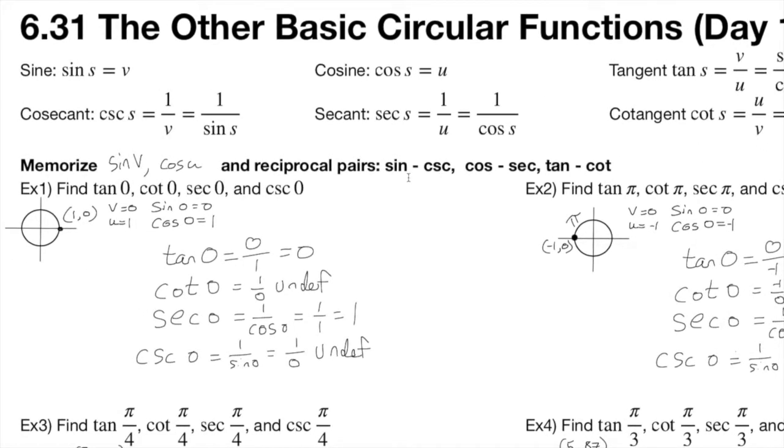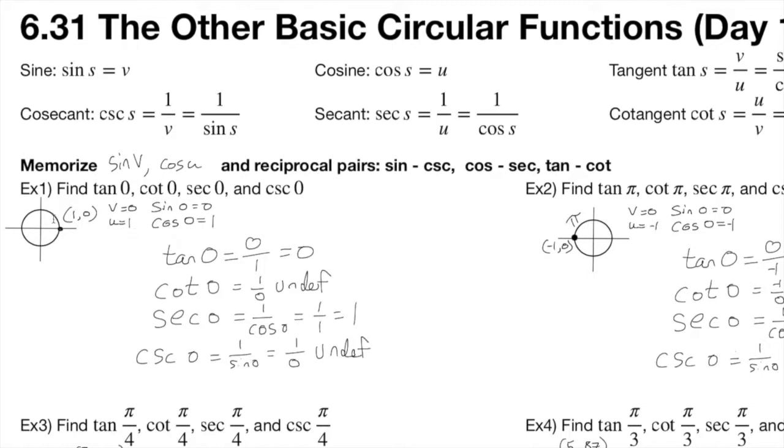It would just be really helpful to work with these and then eventually have them memorized: sine v and cosine u, and then reciprocal pairs. Sine goes to cosecant, these two are reciprocals of each other, these two are reciprocals of each other, and these two are reciprocals of each other. So now we have not just 2, but we have 6 different functions.